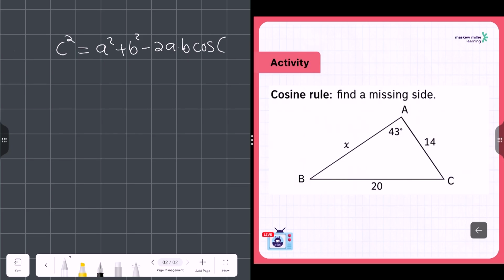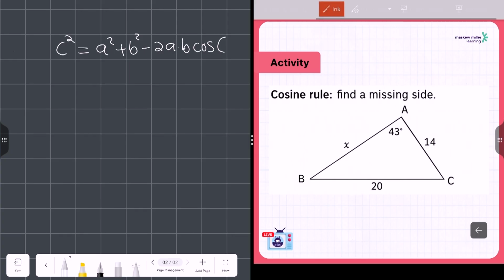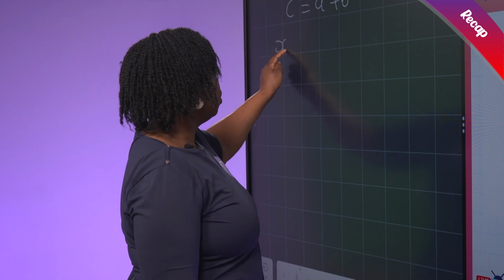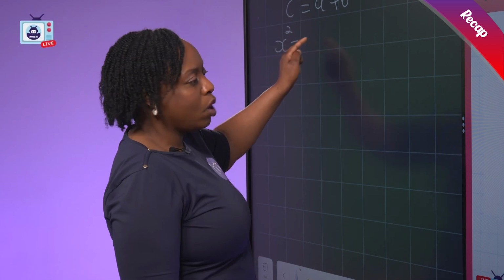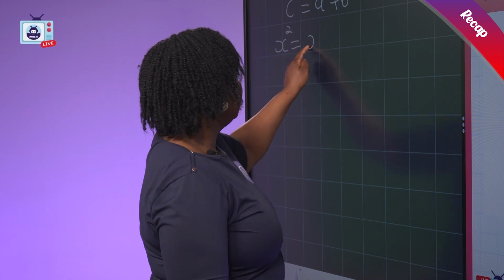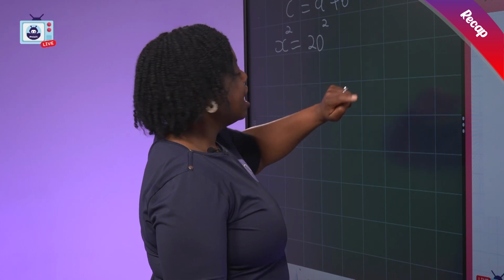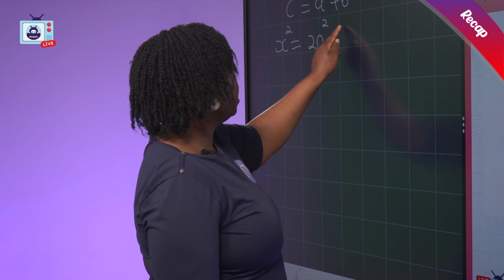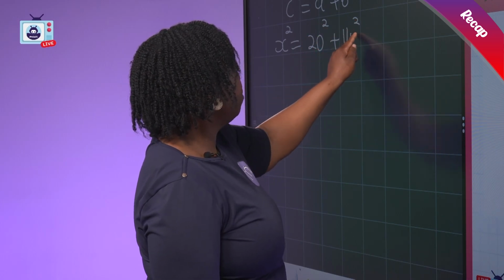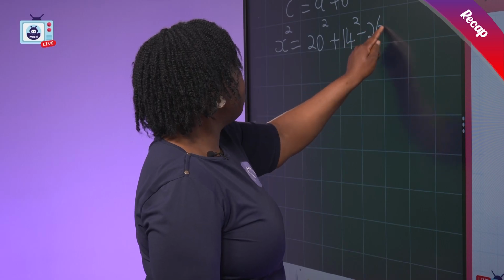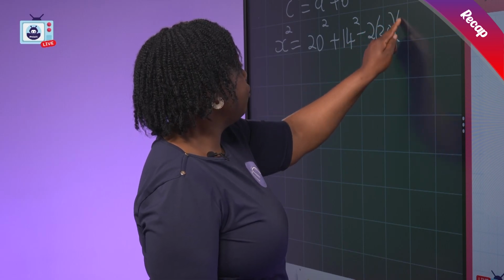So here, our side is side C. We are looking for side C, which is X. We have side A and we have side B, and we are given angle A. So we're going to have X squared equals our A, which we said is 20, so we put 20 squared. And then our B is 14, so that's plus 14 squared minus 2 multiplied by 20 multiplied by 14.